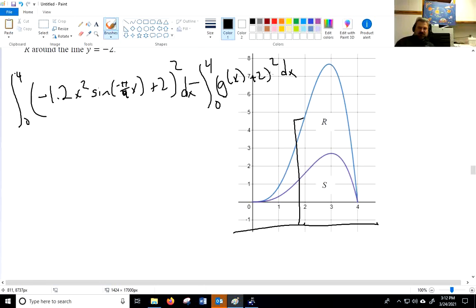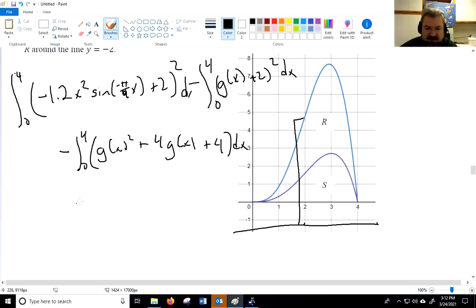This we can do on a calculator. This, though, we need to go ahead and do some simplification. If I expand this g of x plus 2, squared, I get g of x squared plus 4g of x, because multiply g of x times 2 and double it, and then plus 4 dx. And then I can split all of this up and get negative the integral from 0 to 4 of g of x squared dx, minus 4 times the integral of g of x dx, minus the integral from 0 to 4 of just 4.